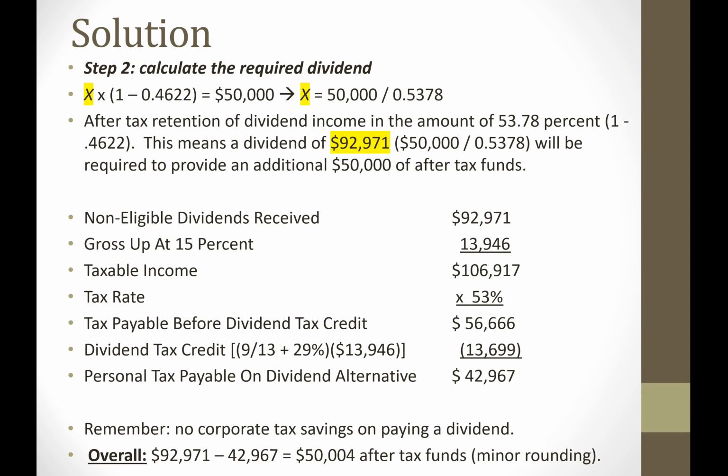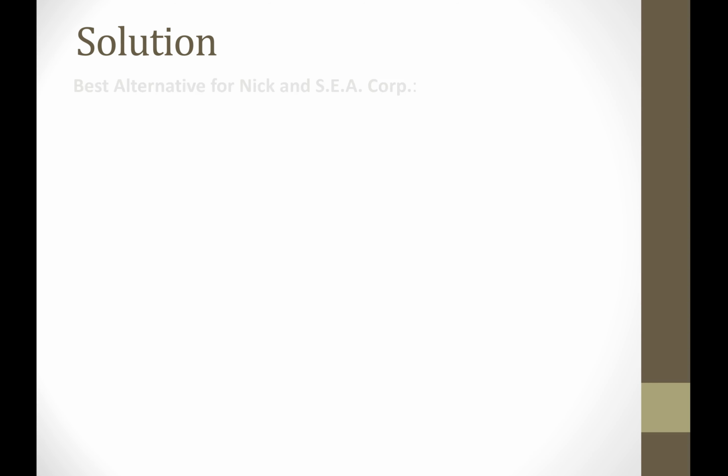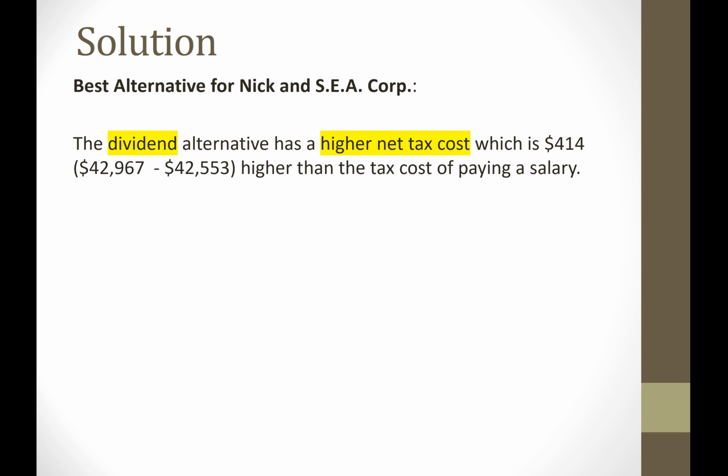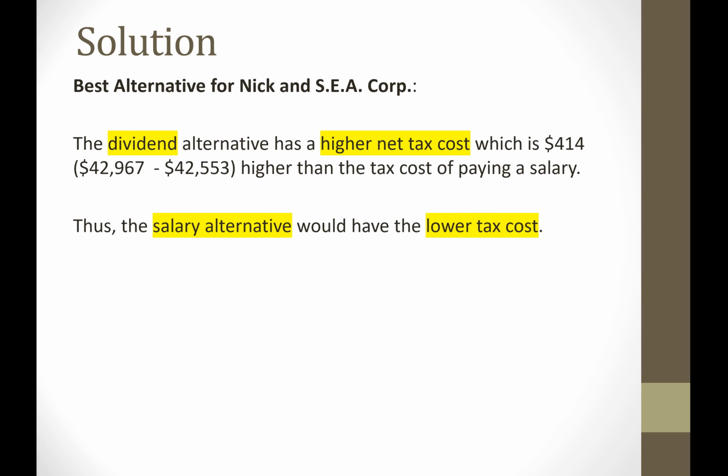Okay, let's then go to the next slide and look at the final requirement. What's the best alternative for Nick and C Corporation? Well, it's pretty straightforward. We see that the dividend alternative has a higher tax cost. The dividend alternative had a tax cost of $42,967, whereas the salary had a tax cost of $42,553. So the dividend alternative is going to result in more tax overall. Therefore, the salary alternative would have the lower tax cost.